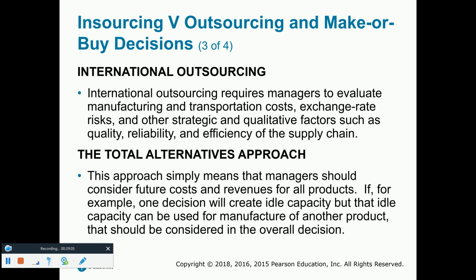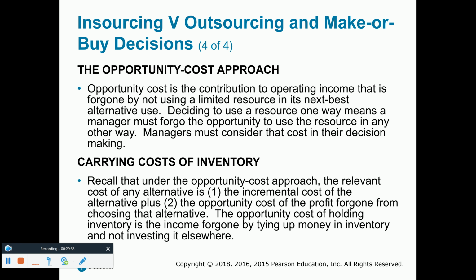Okay, earlier we were discussing looking at the relevant differences, the relevant revenues and costs, which are the difference between alternative 1 versus alternative 2. Another way a company can look at this is called the total alternatives approach. This means that the manager will focus on all future costs and revenues for all products. Okay, so this is something that could be used as well.